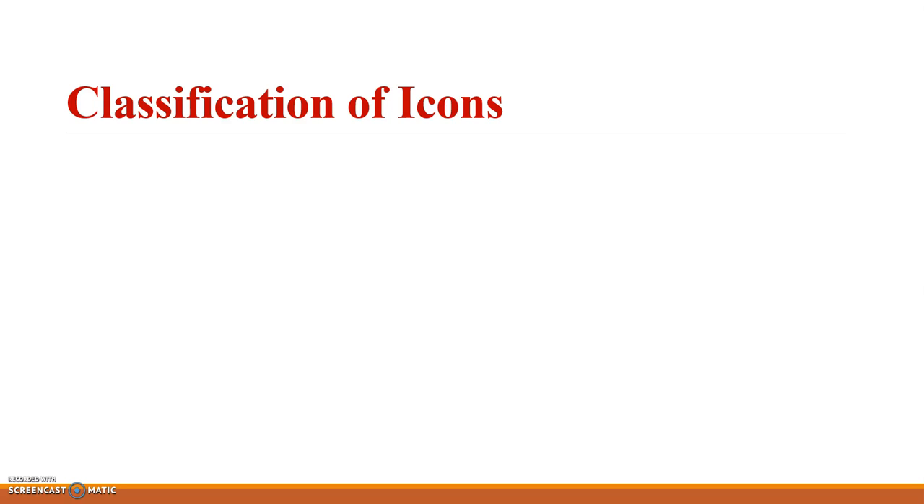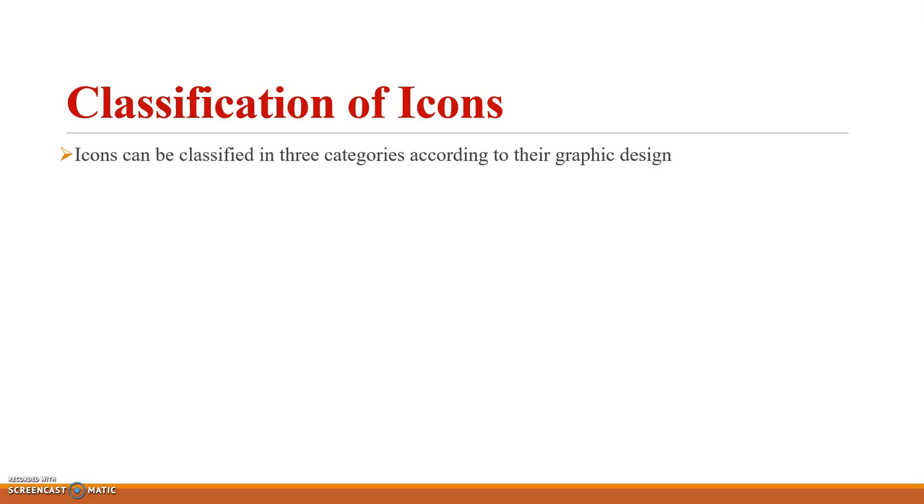To continue with this topic, let's see the different types of icon. Icons can be classified in 3 different categories according to their graphic design. The first one is the resemblance icon, the second is the reference icon, and the third is the arbitrary icon. We are going to see them one by one with examples.